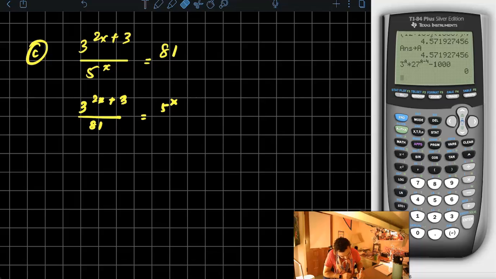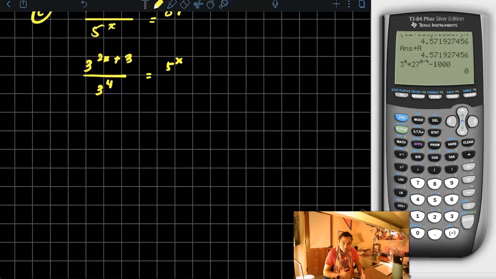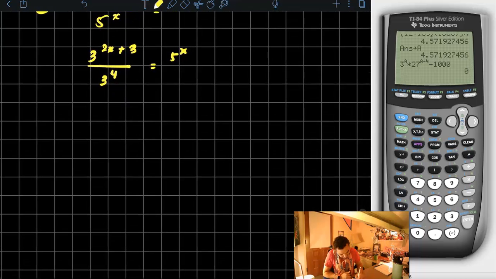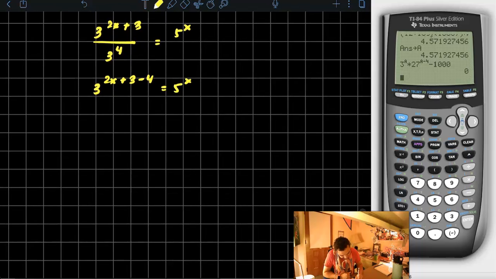And in fact, the 81 I'm going to write as 3 to the 4, because it's 9 squared and 9 is 3 squared, so 3 to the 4 should give me this. Which means if two things are being divided which have the same base, I should be able to subtract the exponents. So 2x plus 3 minus 4. I get 3 to the 2x minus 1 equals 5 to the x.